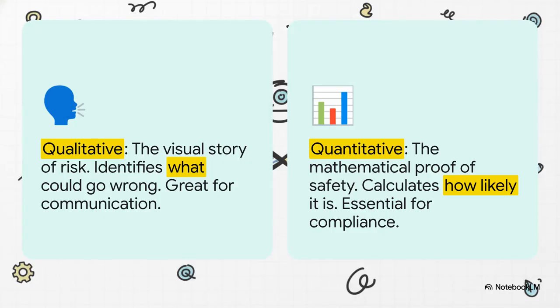This brings us to the two main ways a bow tie can be used. The qualitative approach, that's the visual story we've been talking about. It's fantastic for identifying what could go wrong. But then you have the quantitative approach, which gives you the mathematical proof. It shifts the question from what could happen to how likely is it to happen by assigning failure probabilities. And that is absolutely essential for regulatory compliance in industries like oil and gas.